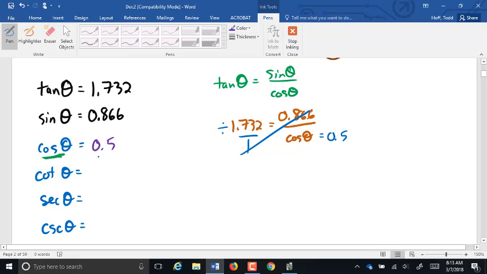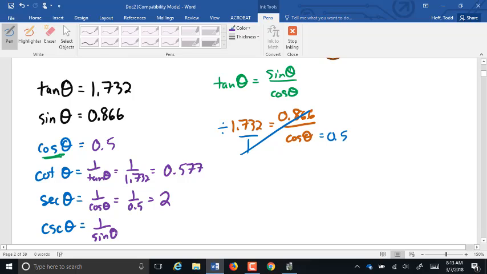Cosine is 0.5. Can we find cotangent? Yeah, it's 1 over tangent, which is 1 over 1.732, or 0.577. Can we find secant? Well, secant's 1 over cosine, which is 1 over 0.5, which is 2. How about cosecant? Yeah, it's 1 over sine, which is 1 over 0.866, which is 1.15.